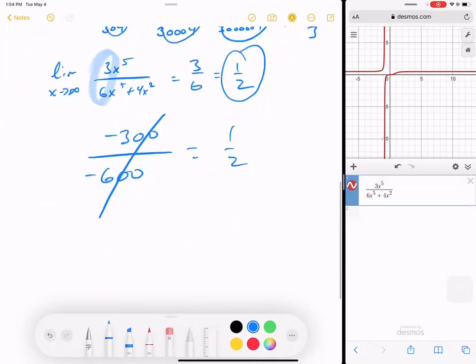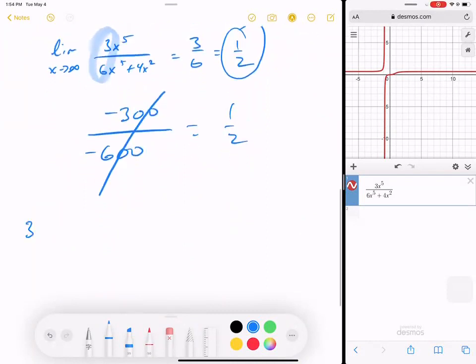Okay. And then the last one is our third rule: what if the top was bigger? Let's give it our limit as x approaches infinity of 3x squared over 5x plus 1. Now, in this case, I wonder if you guys remember the rule. If the top is bigger, we don't have a horizontal asymptote. In this case, we have a slanted asymptote.